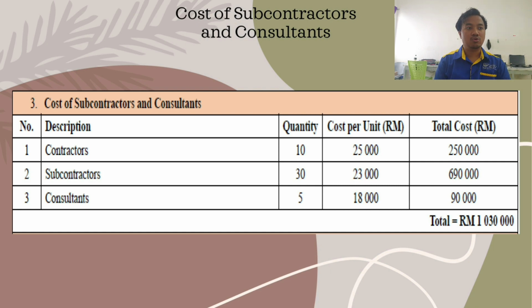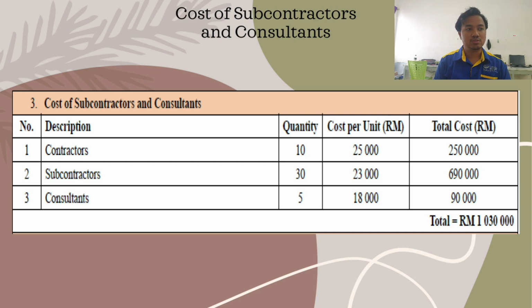So first is the contractor. The total number of contractors needed is 10 people. So the cost per person is 25,000. So the total cost for it is 250,000.